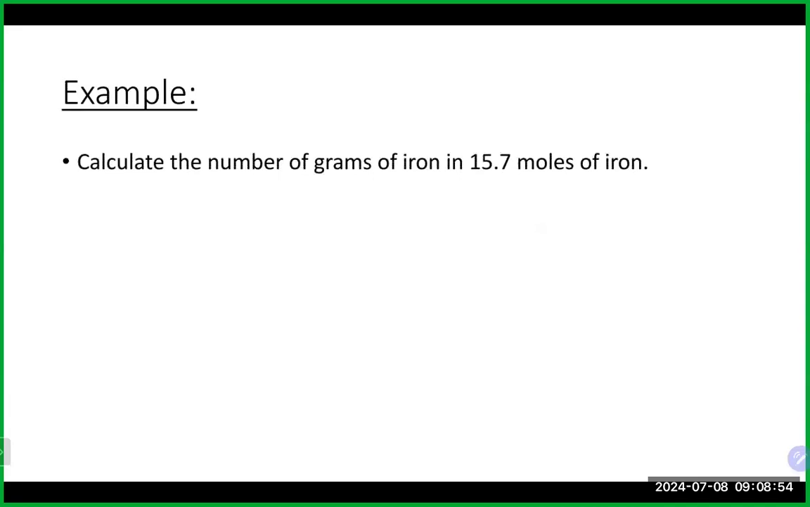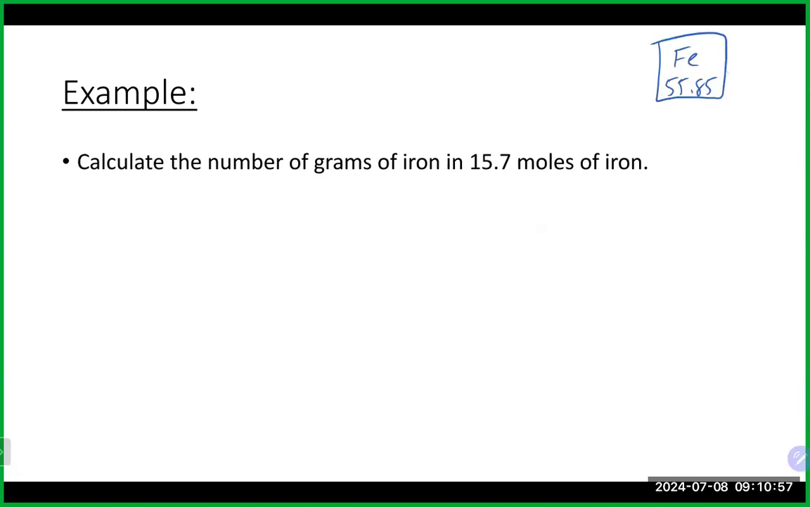I want to try one here. Calculate the number of grams of iron in 15.7 moles of iron. If we look up iron on the periodic table there, it looks like 55.85. All right, so take a moment, set it up, see what you get.